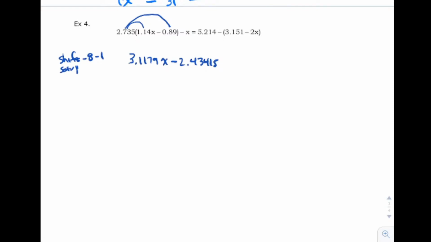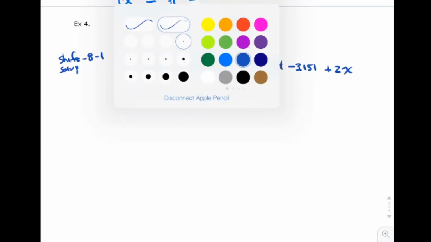Then I've got this minus x. Then I go to the other side where I've got a 5.214. And then I've got another parentheses. So I'm distributing again. Minus times the 3.151 is minus 3.151. And then minus times the minus makes a plus 2x. So that was my first step. I got rid of my parentheses.